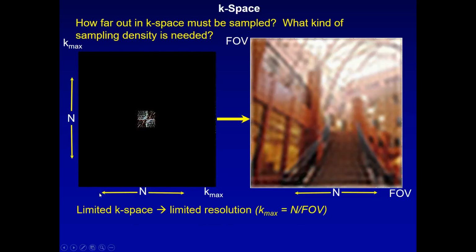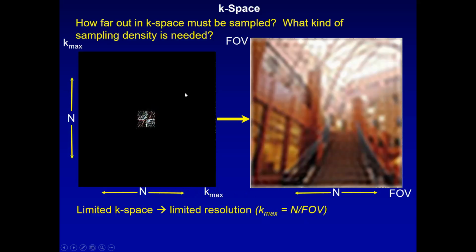Now note, the K max also determines our resolution. So the resolution is your field of view divided by the number of pixels. So for a 100 millimeter image and 100 samples, that's 1 millimeter per pixel. So K max is the number of pixels per field of view. So it's 1 over the resolution. The higher the resolution you want, the farther out in K max you have to go.